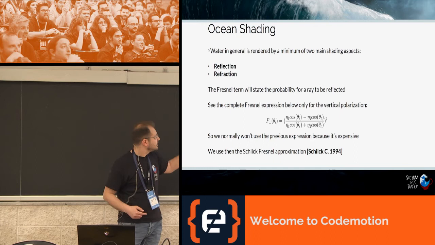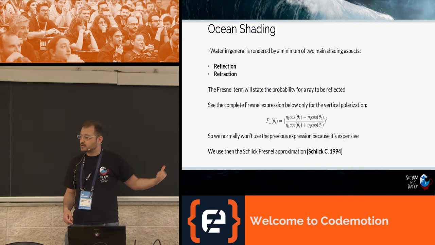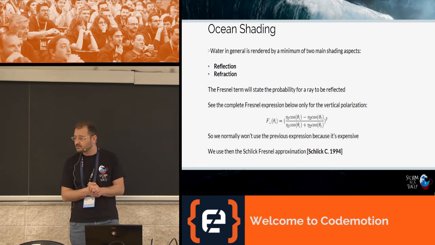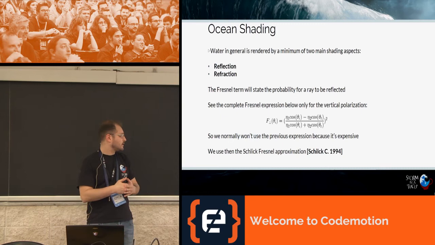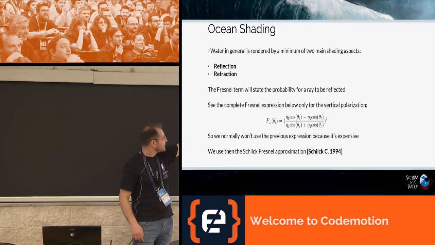And the complete Fresnel expression is shown below, just for the vertical polarization of light. So the light is polarized. It has a vertical polarization and a horizontal polarization. We don't care about this because we are making games. We are not making movies. That's a matter of efficiency, mostly. And we use this expression.